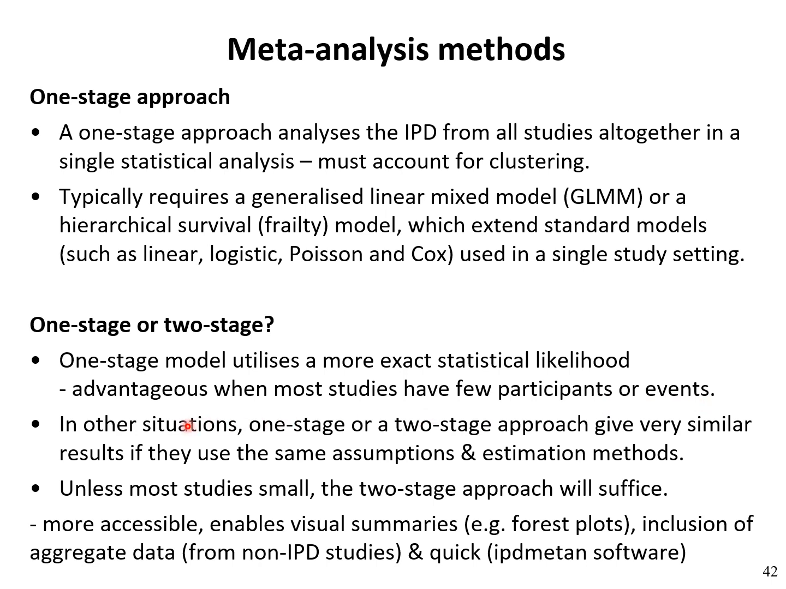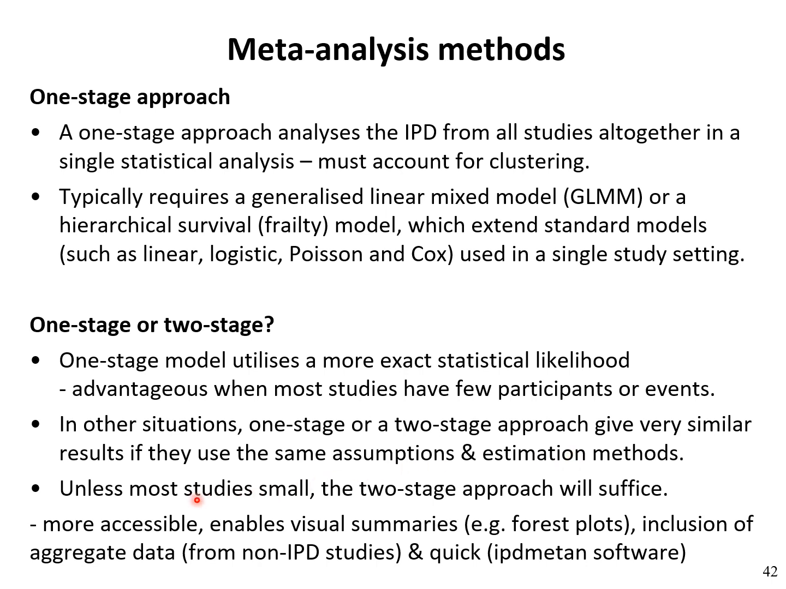However, in other situations where most studies are reasonable in terms of number of participants and events, say more than 30, then 1-stage or 2-stage approaches should give similar results, especially if you're using the same assumptions and estimation methods. So for example, if you're assuming a common effect model or a random effects model, you need to assume it's the same in both. If maximum likelihood estimation is used in both, then you're going to get similar answers to the summary results, as long as you don't have sparse data in the individual studies.